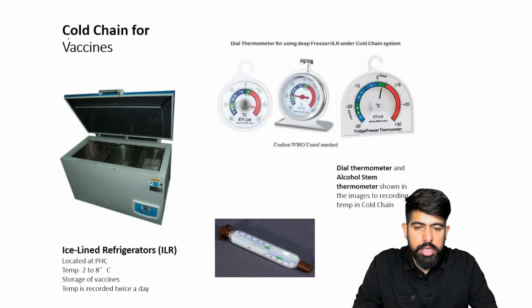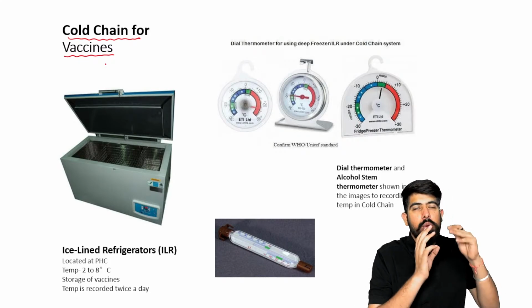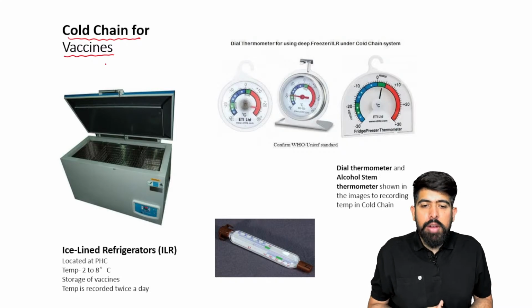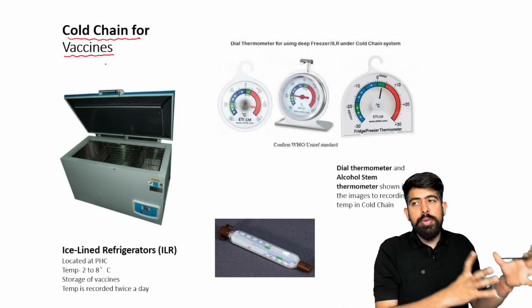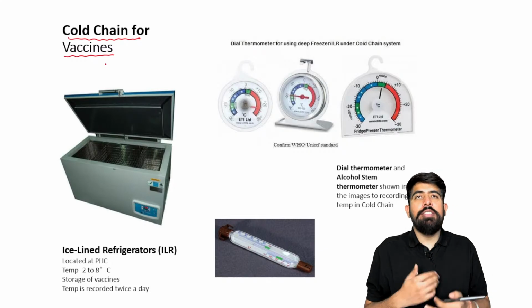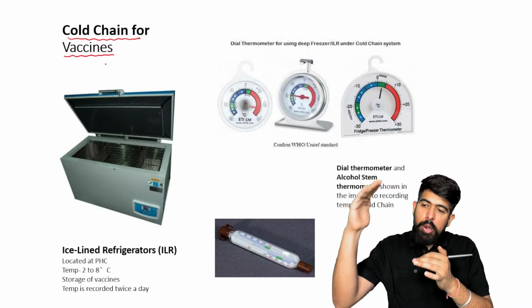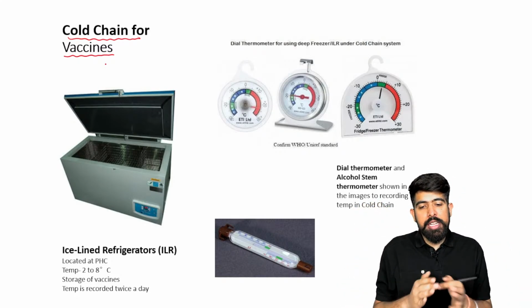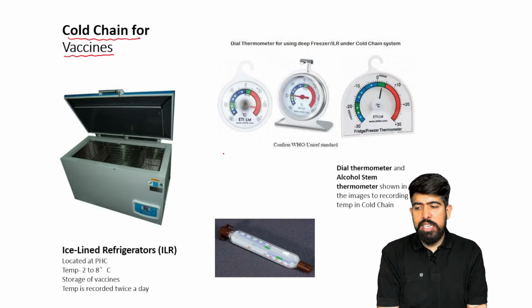Moving forward, the next topic is the cold chain for vaccines. What do you understand by the cold chain? Vaccines are produced in mass, in big groups, in a factory. After production, from the production side to the distribution side, we have to maintain the temperature of the vaccine. For maintaining this vaccine temperature, this chain is known as the cold chain.